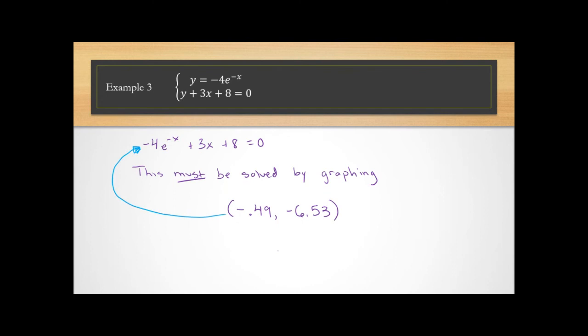But I didn't actually plug in the numbers to see if these are exact values. Because of e, and because e goes on forever, it's very unlikely that these are exact values, and it's very likely that these are rounded. And so this would not be the exact solution. It's just an approximation.